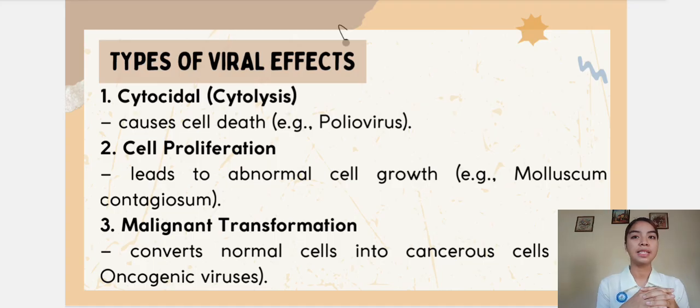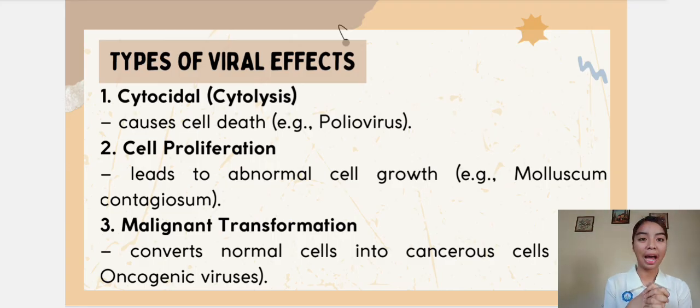Number 2, we have cell proliferation. It leads to abnormal cell growth. A given example here is molluscum contagiosum. This is a type of virus that infects the skin. It forms reddish bumps, warts. The common name of molluscum contagiosum is water warts. So it is abnormal cell growth, forming little warts on our skin.